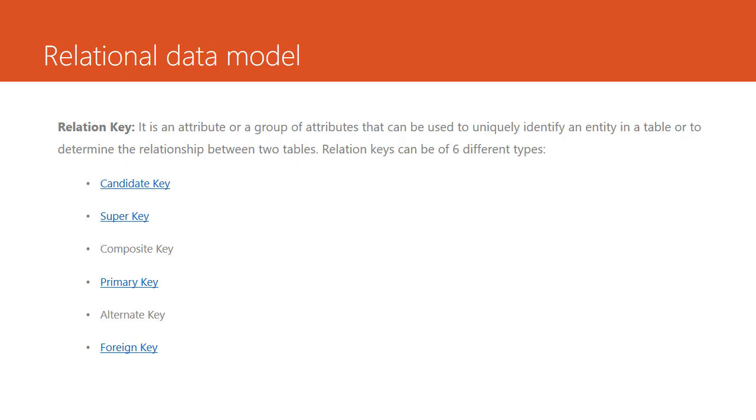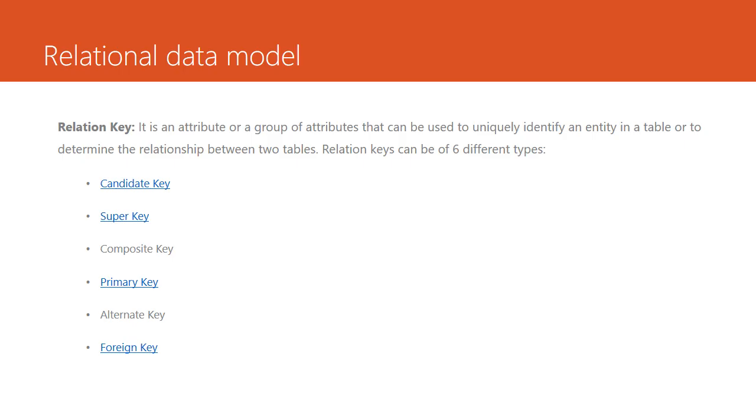The keys are candidate key, super key, composite key, primary key and alternate key, then foreign key. A candidate key is a super key that does not contain a subset of attributes that is itself a super key. A super key is an attribute or combination of attributes that uniquely identifies each row in the table. A super key may contain additional attributes that are not necessary for unique identification.